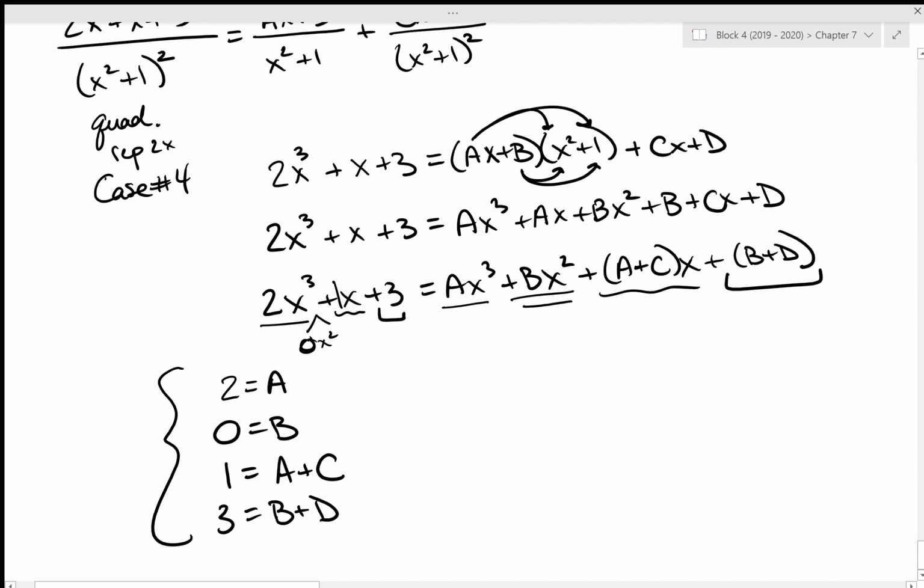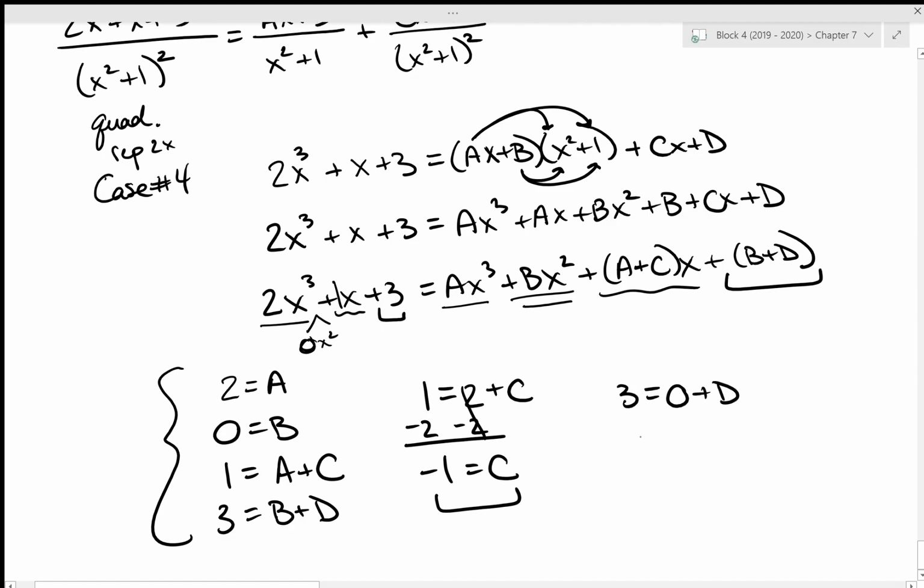A and b are already solved for us, so I just have to find c and d. So 1 equals a, which is 2, plus c. Minus 2 from both sides, we get negative 1 equals c. And then 3 equals b, which is 0, plus d. Well, it's 0, so d is 3.